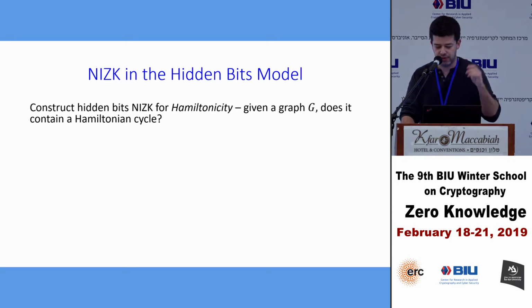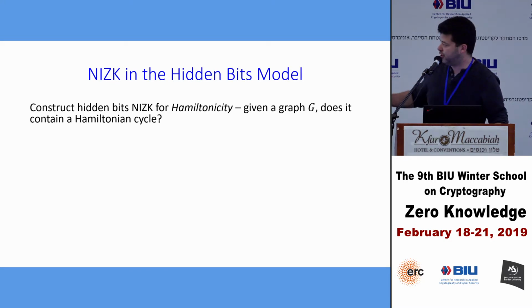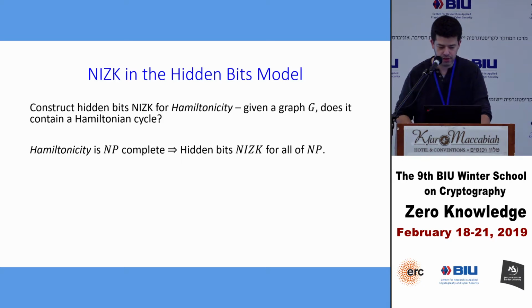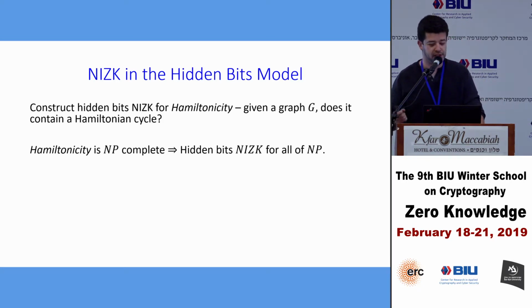So again, the problem, if you dozed off in Alon's talk, is, you're given a graph G, and you're asked, does it contain a Hamiltonian cycle? So a path going along all vertices in the graph. We're going to construct a hidden bits model for this problem. Since it's NP complete, we get all of NP.